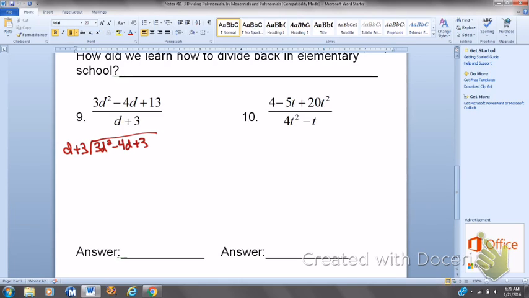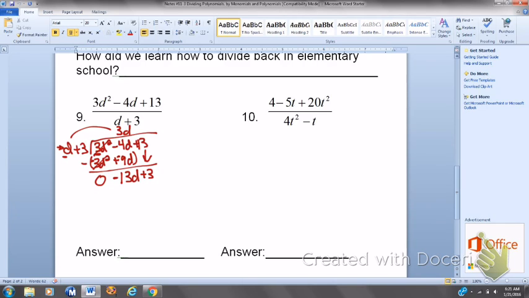So what I need to do first is look at the first two terms. I need to decide what times d would give me 3d squared. Well, 3d times d would give me 3d squared. So since it's just 3d, I'm going to place it above the d column. And now I'm going to use that and multiply. So 3d times d is 3d squared, and 3d times 3 is plus 9d. What we're going to do with those is subtract them, so it's going to be minus both of these because I distribute the negative. The 3d squareds cancel, which is what we want. Negative 4d plus negative 9d gives me negative 13d. And now I bring down what's left, the plus 13.